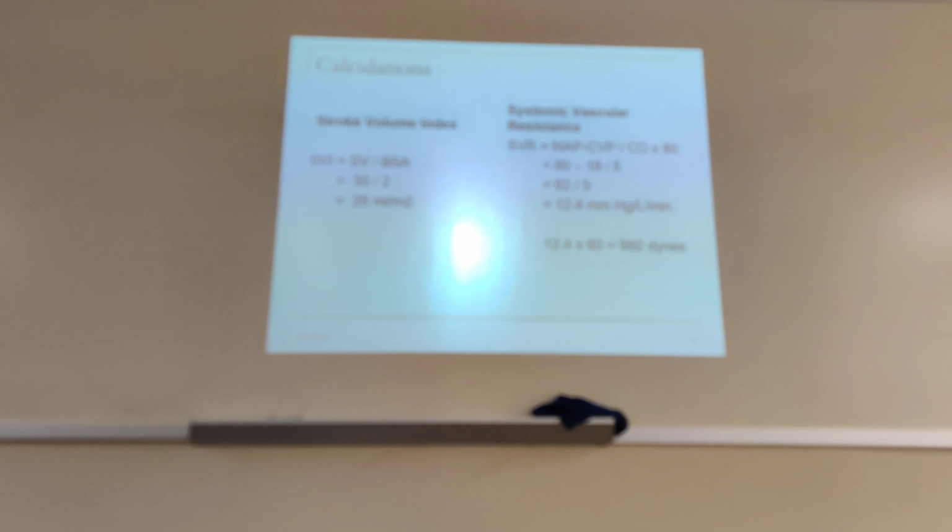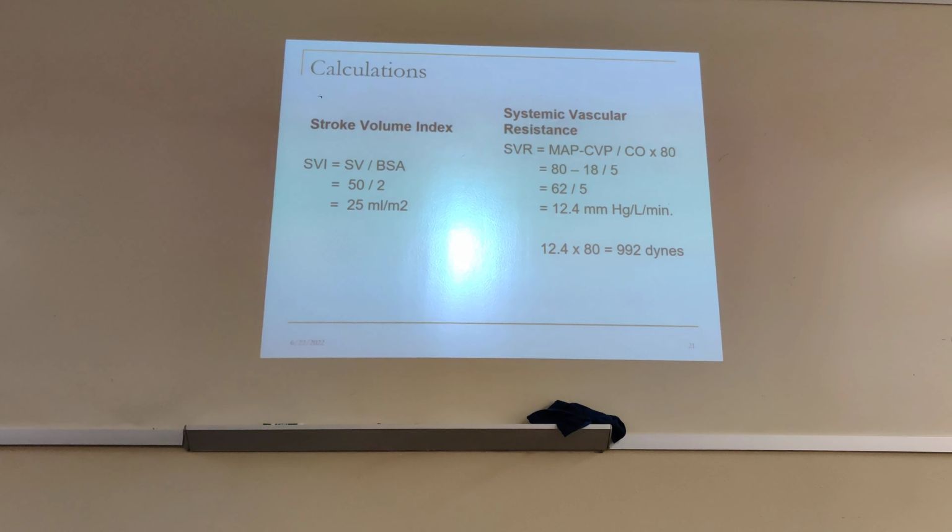I will use my right atrial pressure as my CVP. So I'm going to do 80 MAP minus 18 divided by cardiac output of 5, which is my flow in this case. So that would be 62 divided by 5, and then that gives me 12.4 millimeters of mercury per liter per minute. But I want to convert it to dynes. Then I multiply by 80, so that will convert it to dynes.